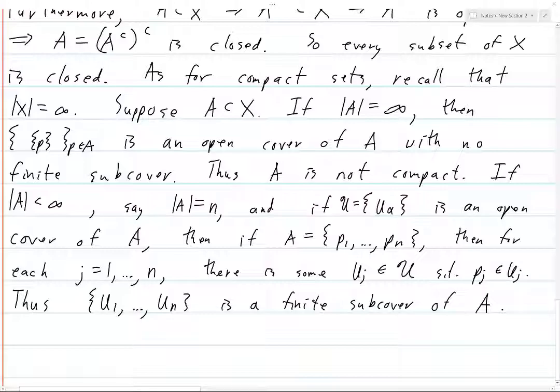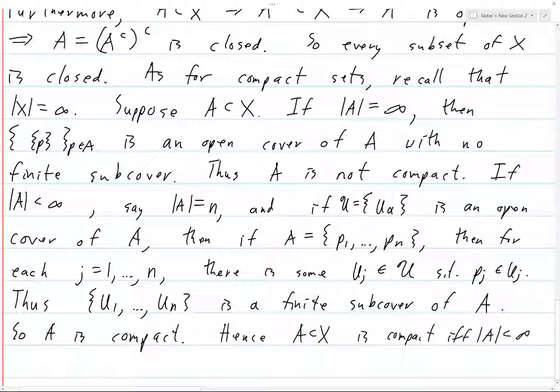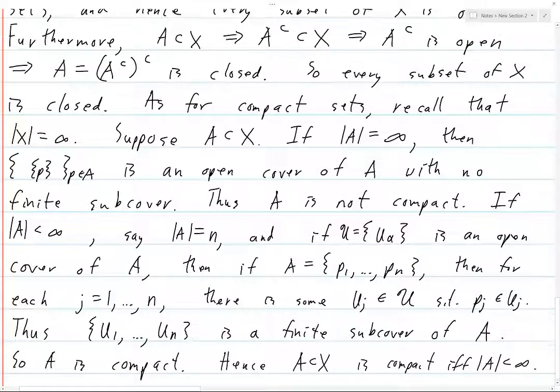Anyways, and so that means that A is compact. Hence, any subset A of X is compact if and only if it is finite. And there you go. This completes the proof.